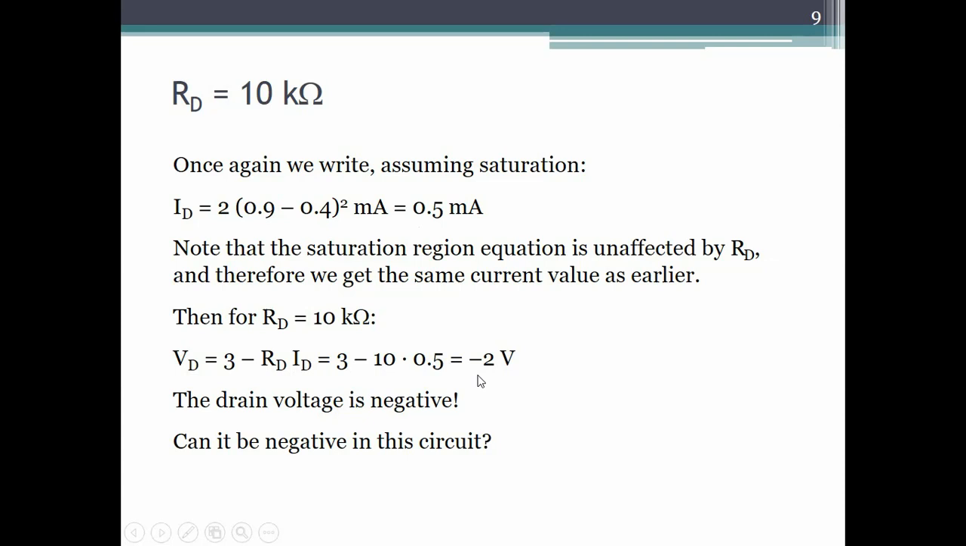Before answering the second question, let me ask the first question. Can the drain voltage be negative in this circuit?